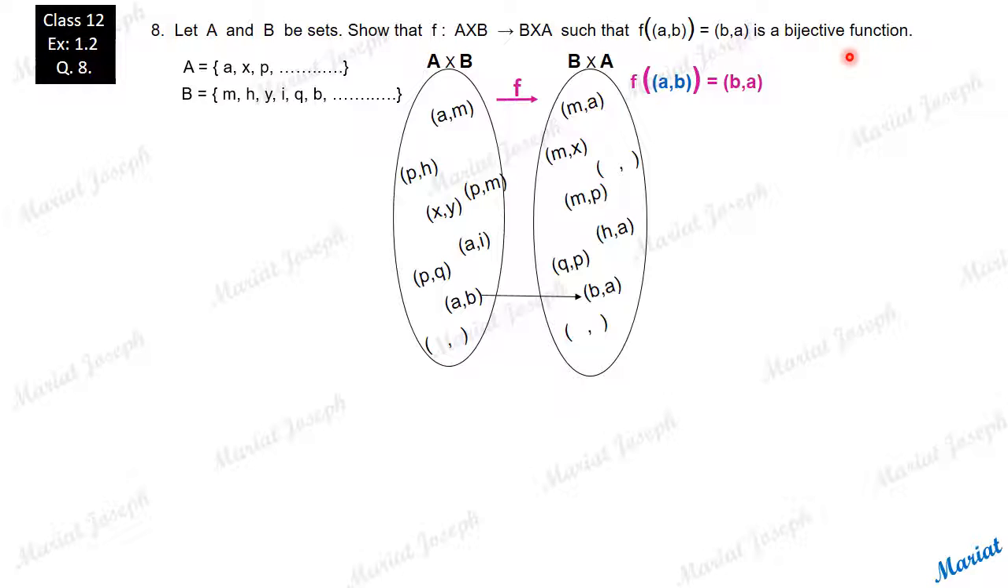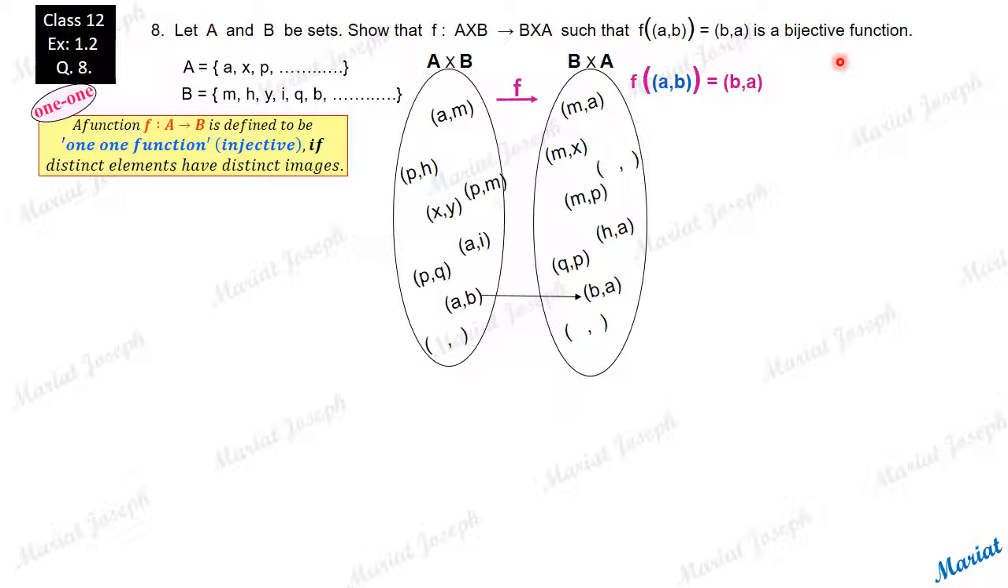A bijection is a function which is one-one and onto. So we go by checking whether this is a one-one function. What is a one-one function? A function defined from a set to another set, here A and B stand for the domain and the codomain. A function defined from a domain to a codomain is called a one-one function if distinct elements have distinct images.